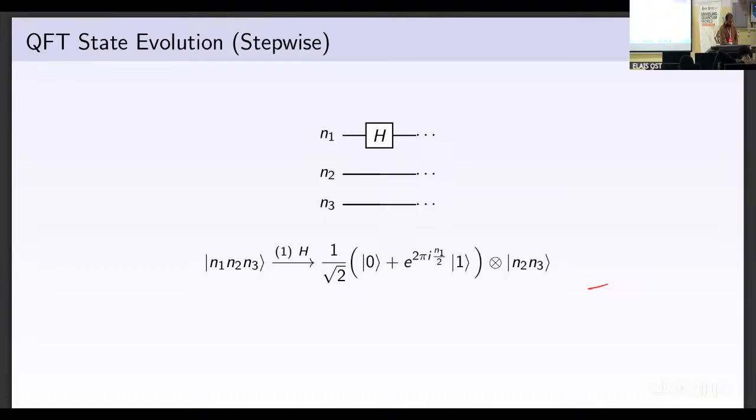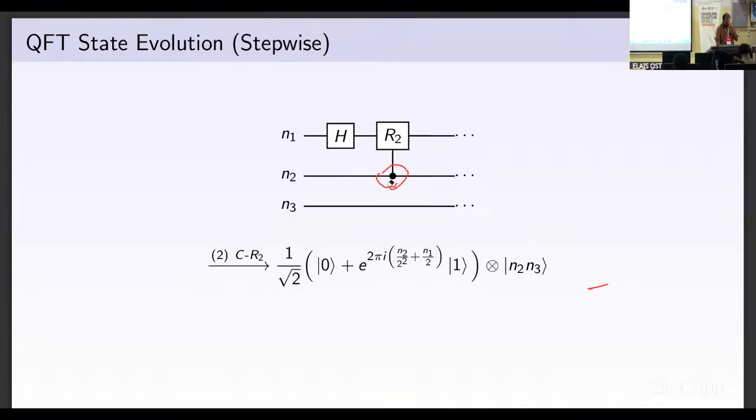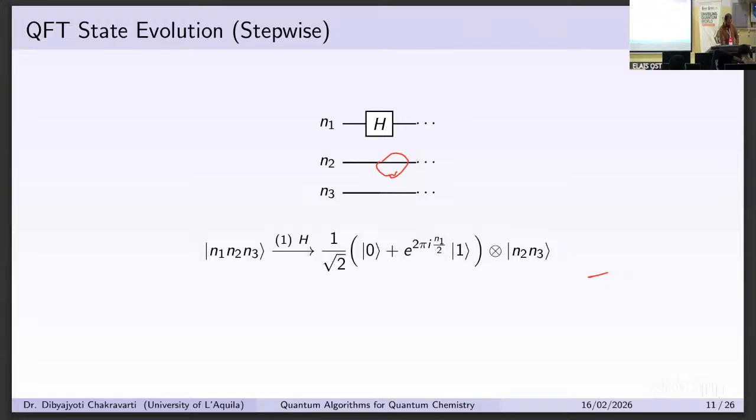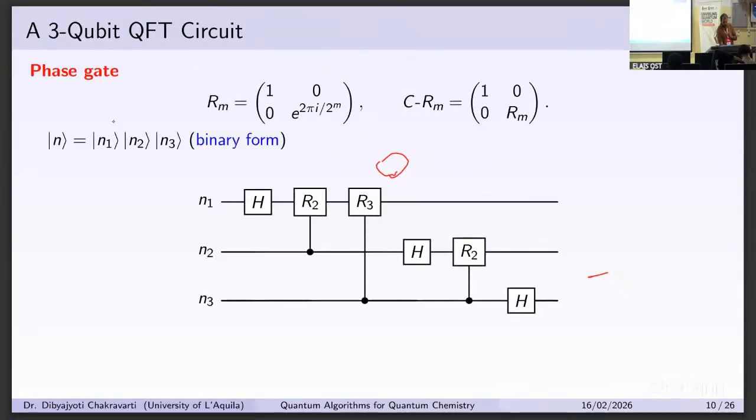The next step, we have a control rotation on the first qubit, which is controlled over the second one. So the control is on the second one. And as we had seen, we already had 2 pi i n1 by 2 by the action of Hadamard. And now due to the control rotation, if you remember the form of the control rotation, it's 2 pi i by 2 to the power m.